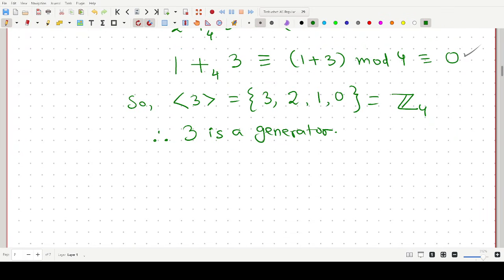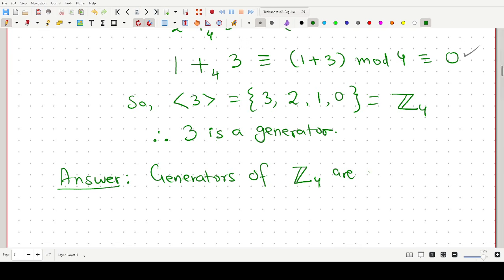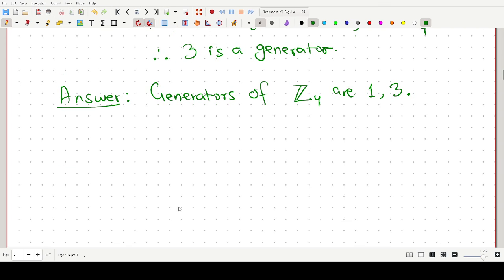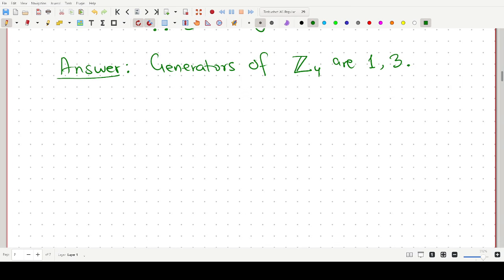Okay, now the final answer is as follows. The generators of Z4 are 1 and 3. Hey, by the way, there is a little shortcut method to find out the generators of Z4. Okay, so let us write that down as well.